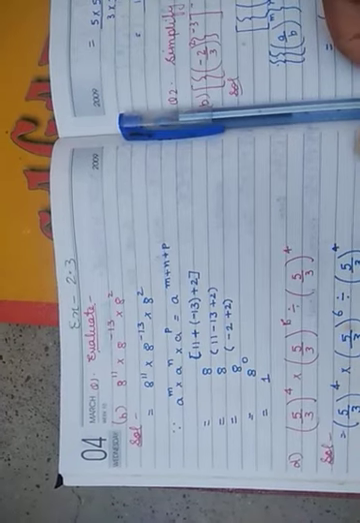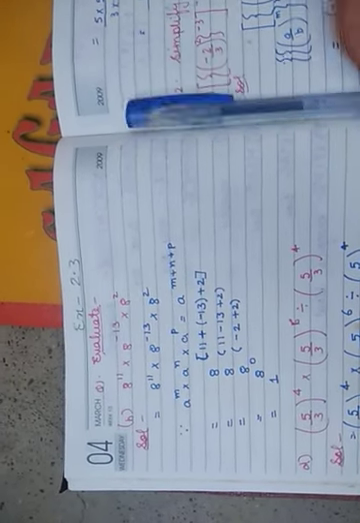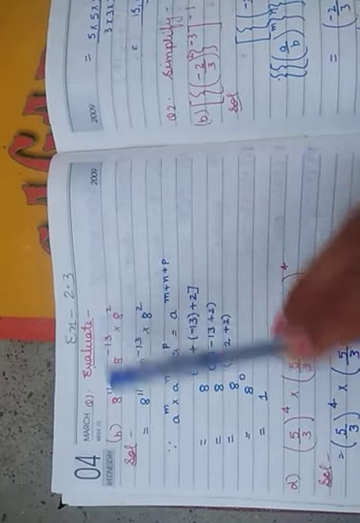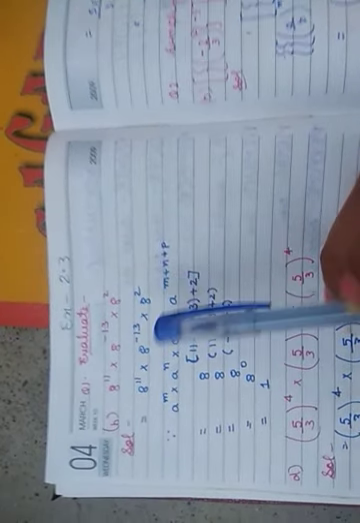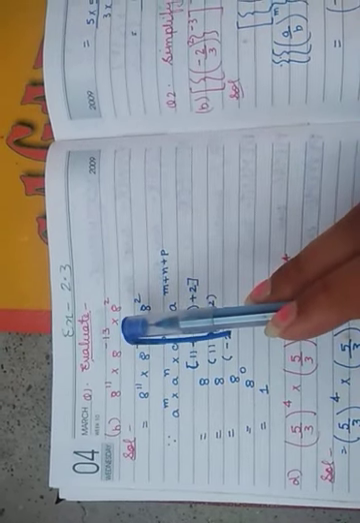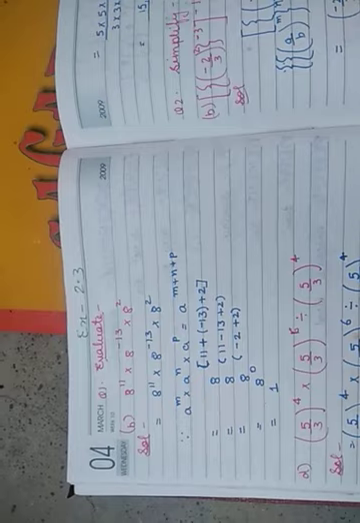So after revising the formulas, let's start with the questions in the exercise. The first question is to evaluate the given expressions. It is 8 raised to the power 11 multiplied by 8 raised to the power minus 13 multiplied by 8 raised to the power 2.